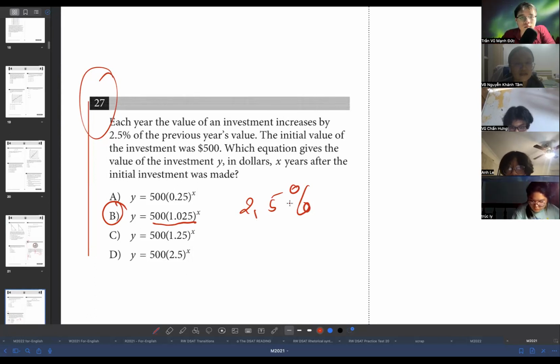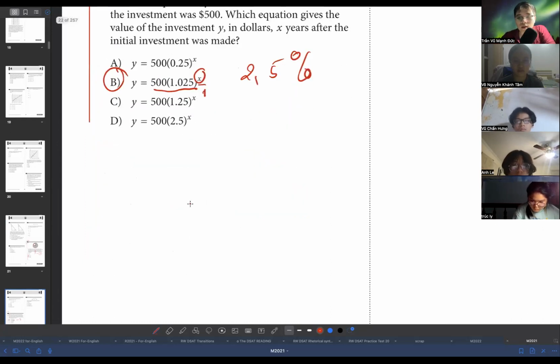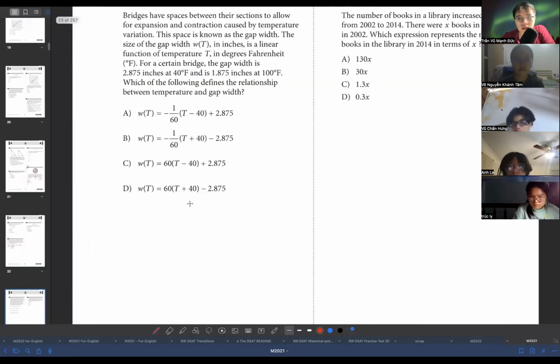A year. How many? 1. Exactly, because t is divided by 1. So after 1 year, it will be, not increased by, will be multiplied by 0.25, which means it will be increased by 2.5%. So yes. Next one, you do it also, Thumb.